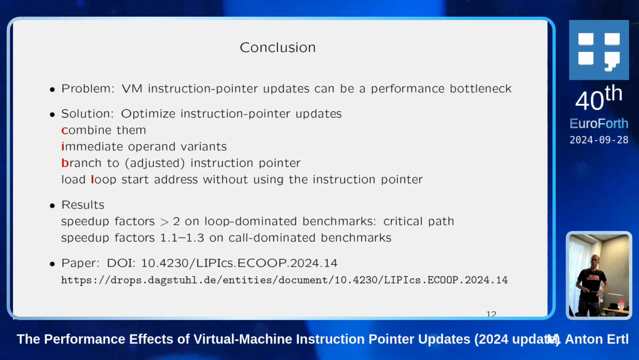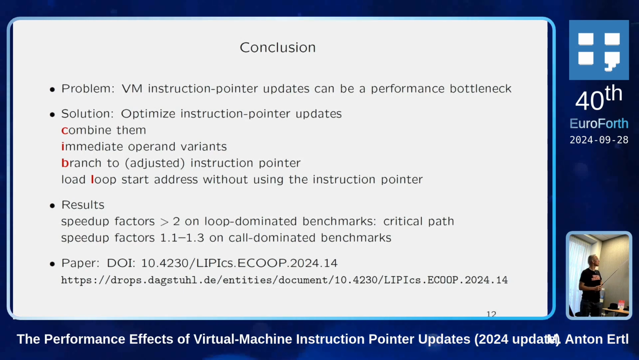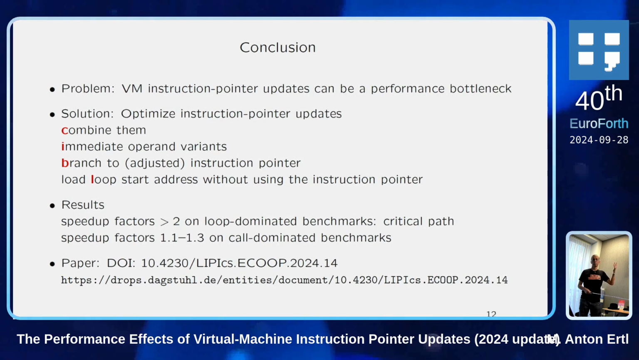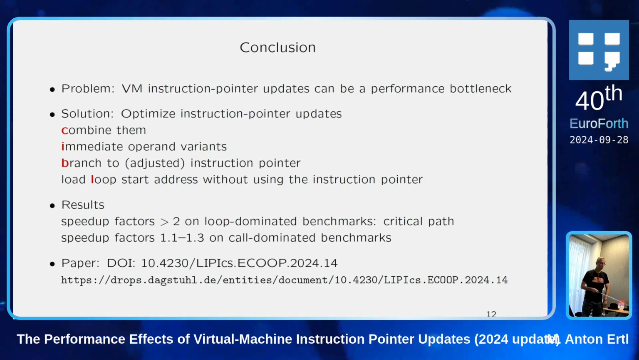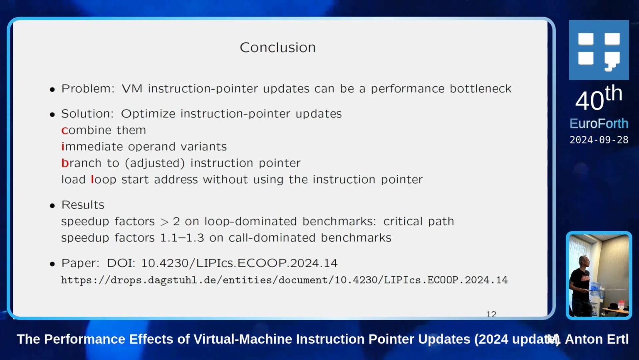One thing I wanted to say about this, in Forth I can do the loop optimization only for counted loops and I don't see a good way to do it for other loops, but in other programming languages that's also an option.